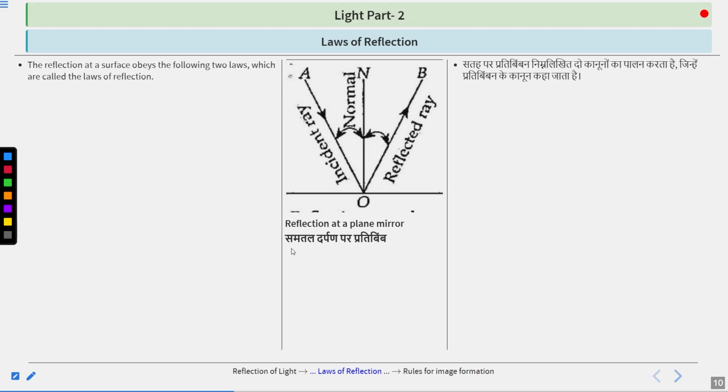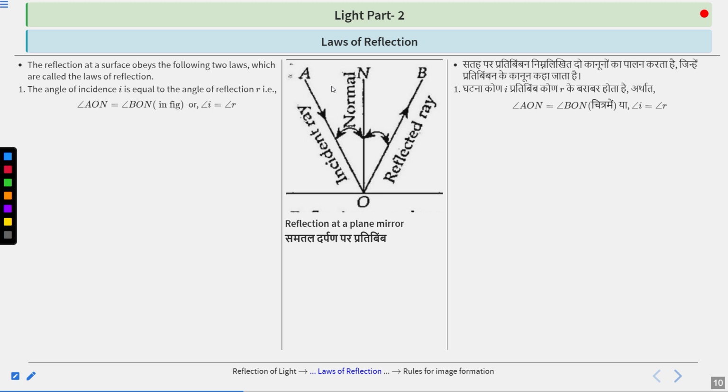Now let's consider the laws of reflection. What are the laws of reflection? The reflection at a surface obeys the following two laws, which are called the laws of reflection. The angle of incidence i is equal to the angle of reflection r.